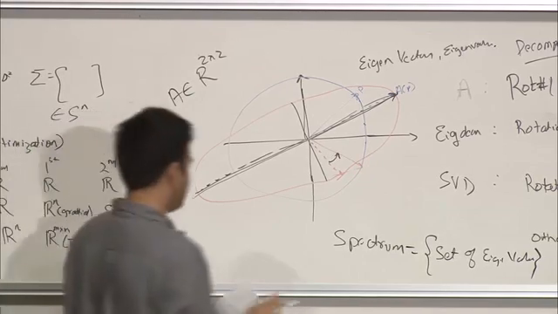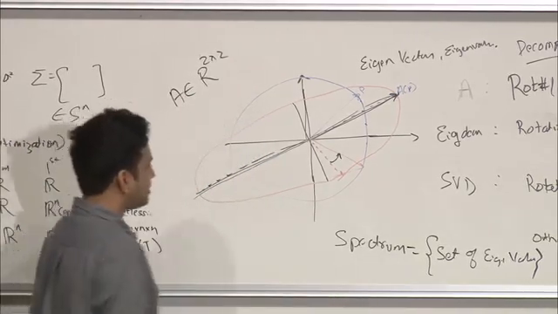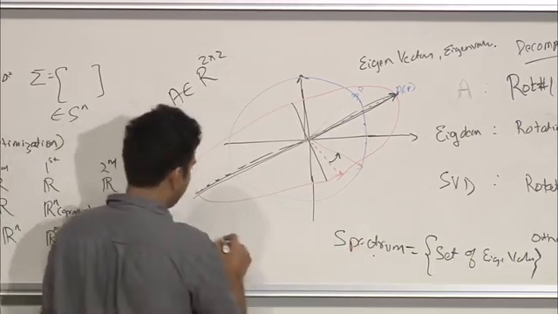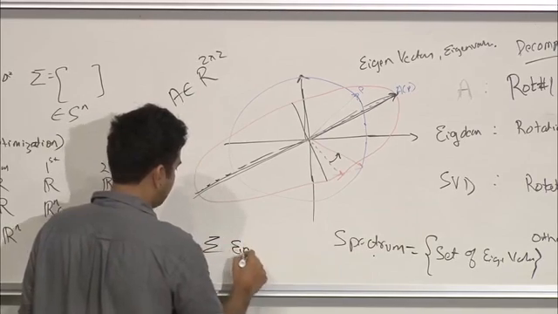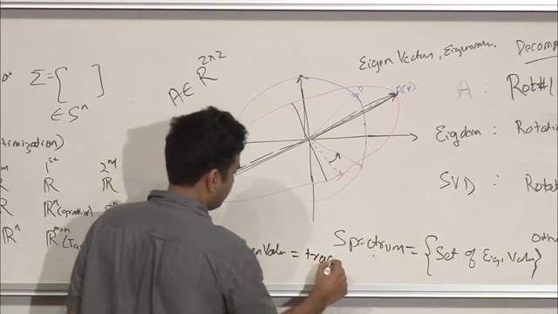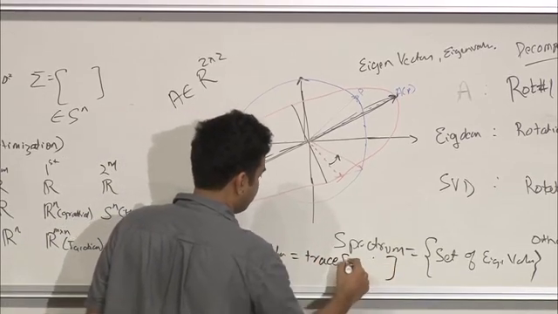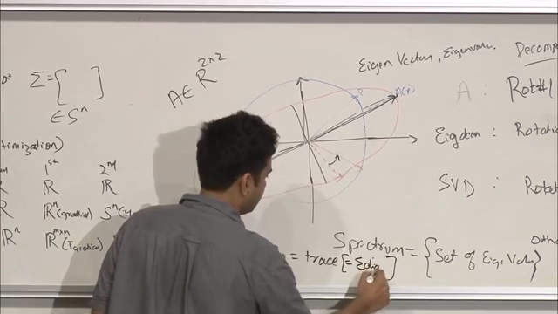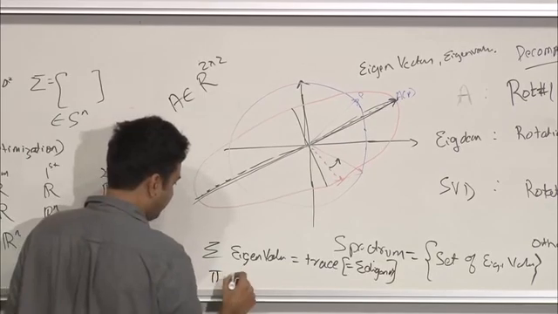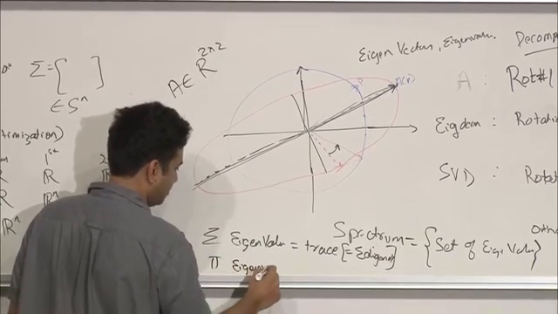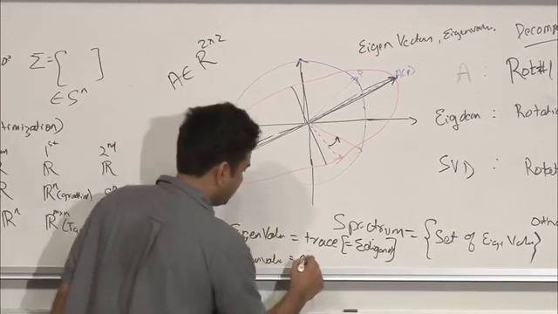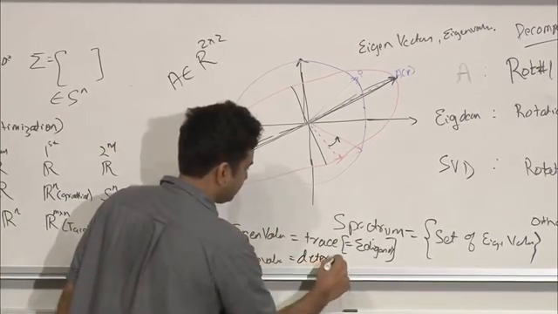We are almost out of time, so I'm going to quickly wrap this up. There are some interesting properties of the spectrum. The first one: the sum of all the eigenvalues is equal to the trace of the matrix, which is also equal to the sum of the diagonals. Right? And the last point, the product of all the eigenvalues is equal to the determinant of the matrix.